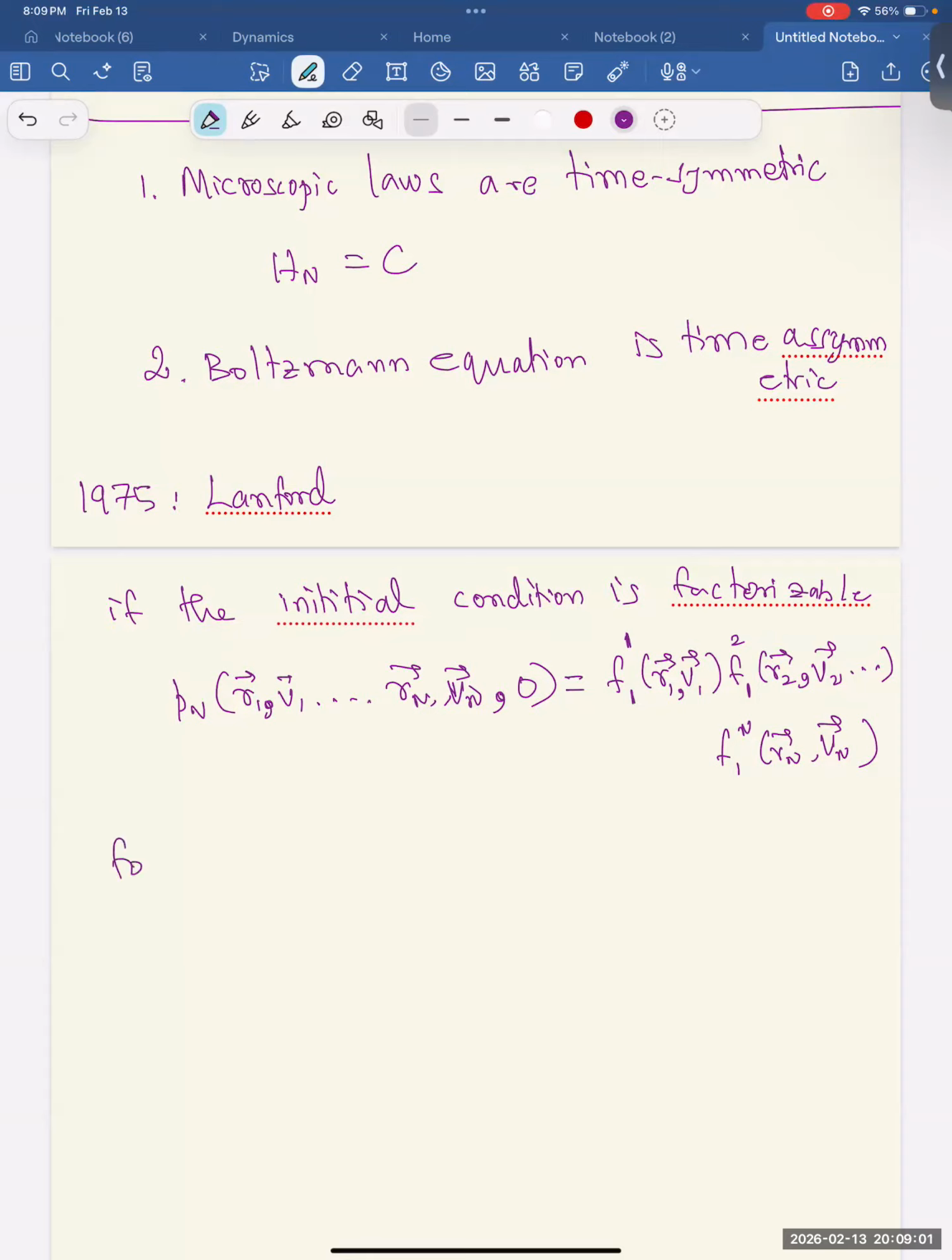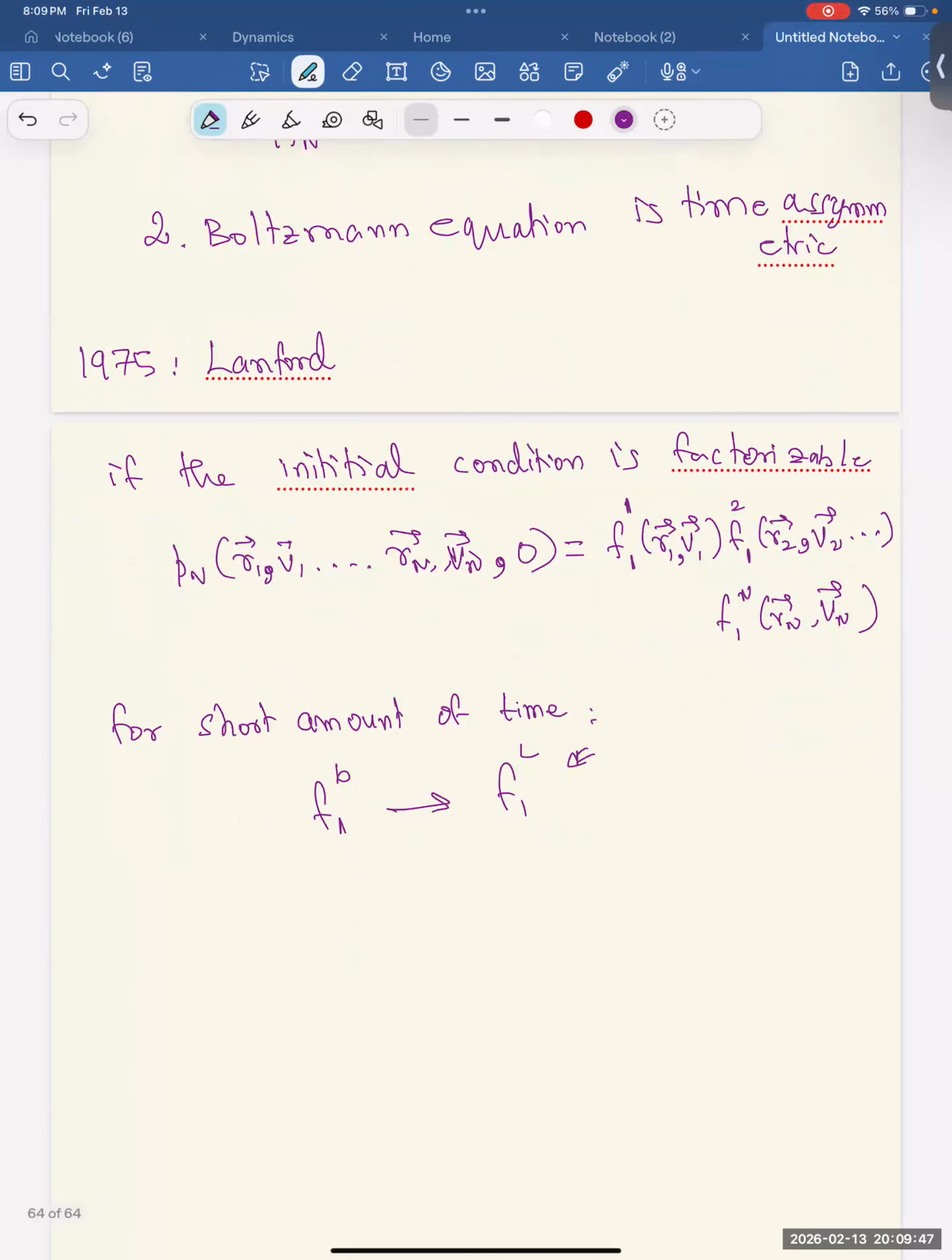then for a short amount of time, F1B converges to F1L. Okay. And this was a major deal because it was the first time anyone had rigorously proved that the Boltzmann equation converges to the marginal of the Liouville equation under some heavy mathematical conditions, but it was shown. Okay, so that's kind of nice that we had that.